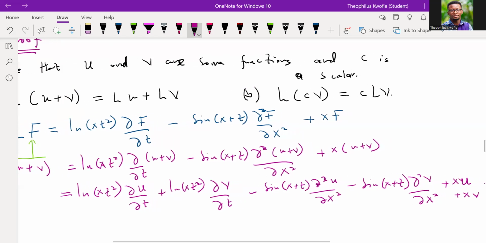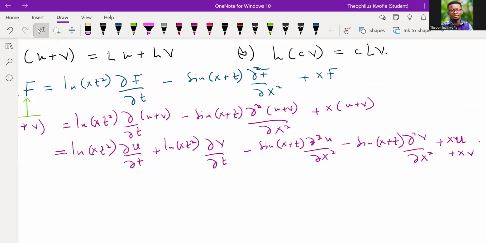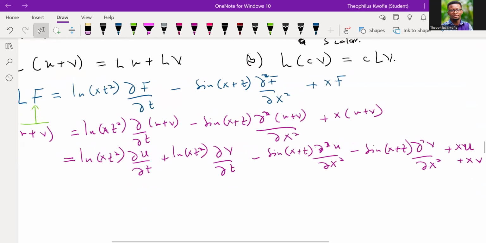Very, very important. All right, so at this point, we can switch back to the way we used to do it. And by doing that, we should have what?